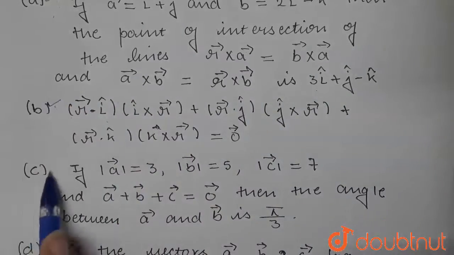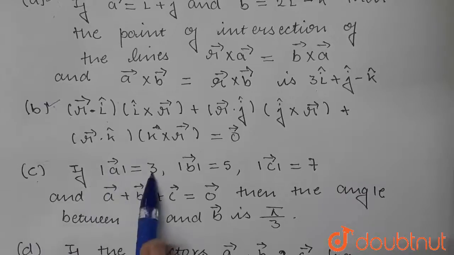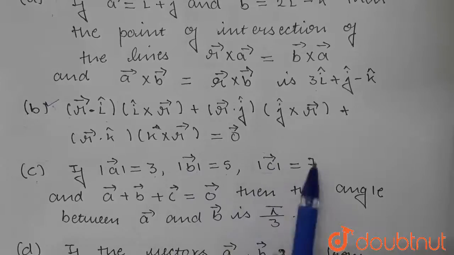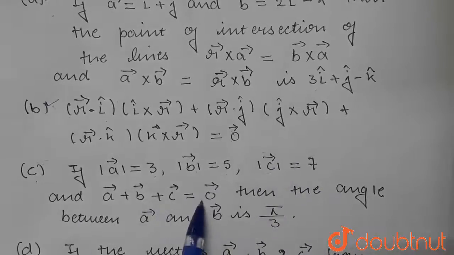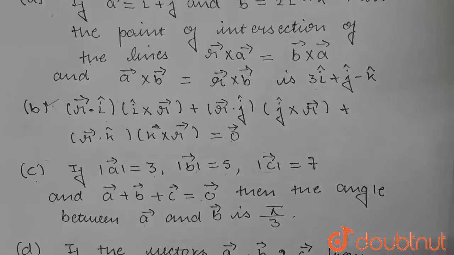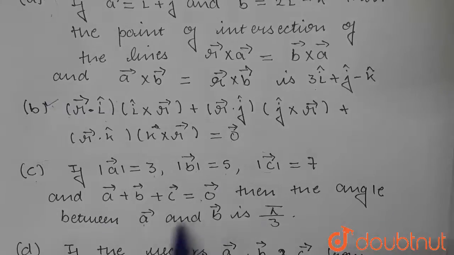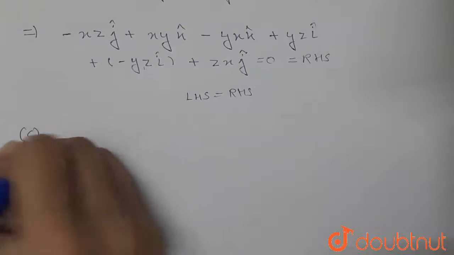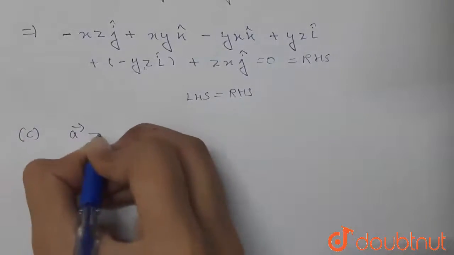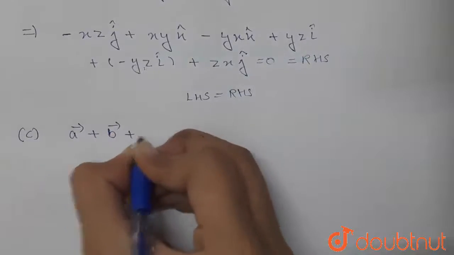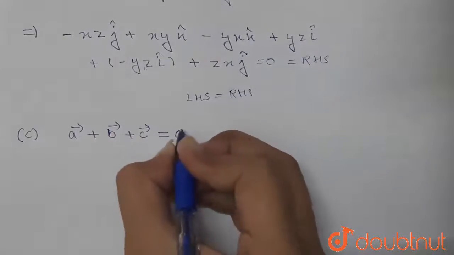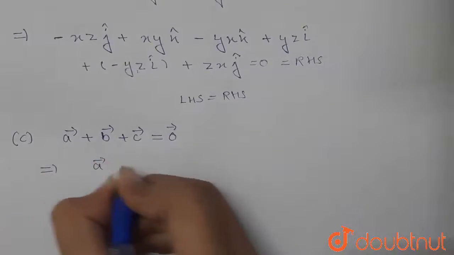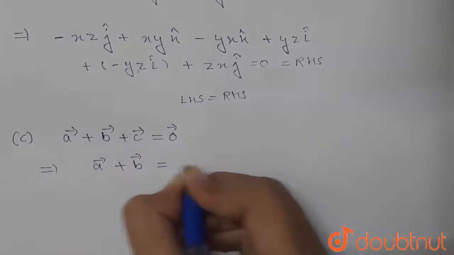Now we will check option number C, that is if mod of A is equal to 3 and mod of vector B equal to 5, mod of C vector equal to 7, and A plus B plus C is equal to 0, then the angle between A and B is pi by 3. Let us see if the angle between these two is coming this or not. So we are checking option number C. We are given that A vector plus B vector plus C vector equal to 0. So can I write it like this? A vector plus B vector equal to minus C vector.